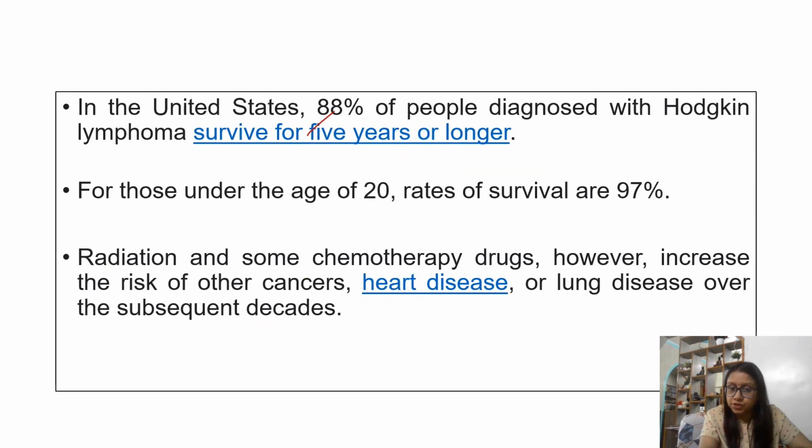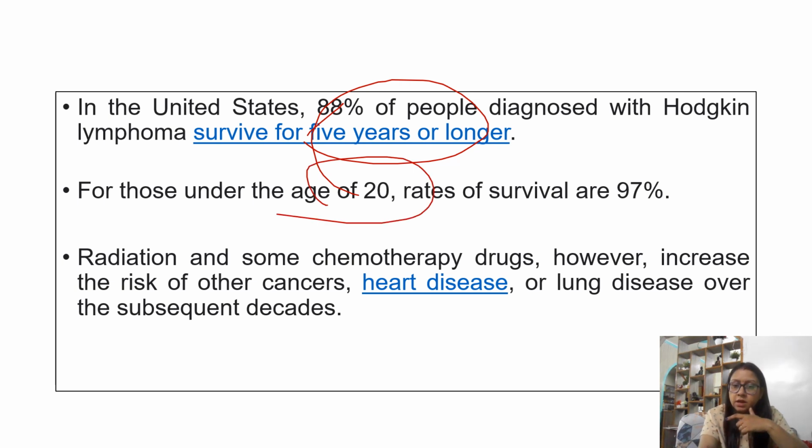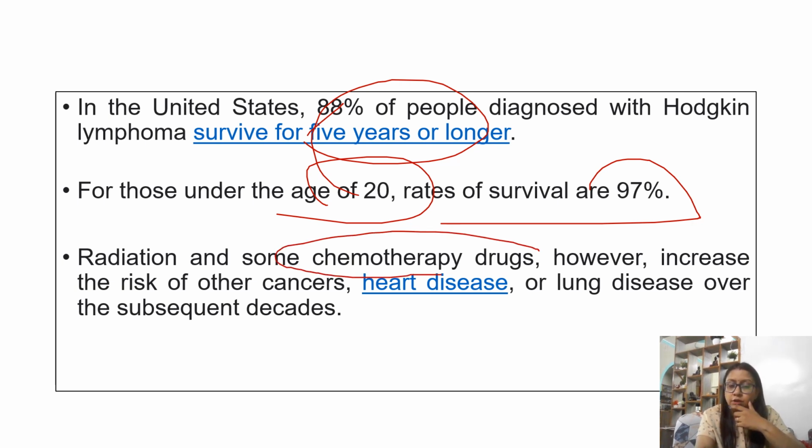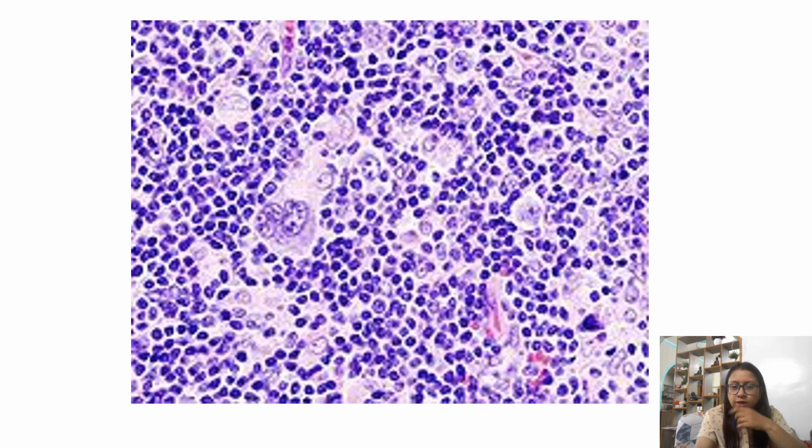In the US, data retrieved shows that 88% of people diagnosed with Hodgkin's lymphoma survive for 5 years or longer. That's why the 5-year survival rate is very important. In initial lectures I also told you the significance of this 5-year survival. For those under age 20, the survival rate is 90%. But when you give radiation or other chemotherapy, and that too at a very young age, they have increased risk of other cancers, heart disease or lung disease over subsequent decades. For that, you have to be cautious.